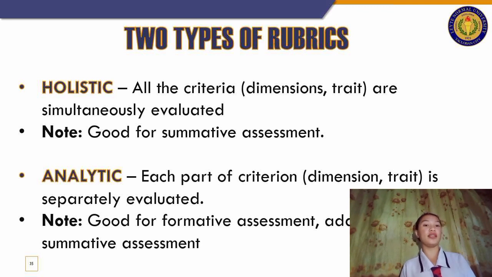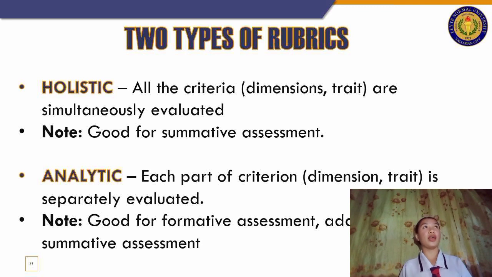The second one is the analytic rubric. In contrast, an analytic rubric breaks down each part of the criterion or dimension separately. So it provides a detailed analysis of different aspects of performance. Analytic rubrics are well suited for formative assessment, allowing educators to provide specific feedback on individual elements of a task.